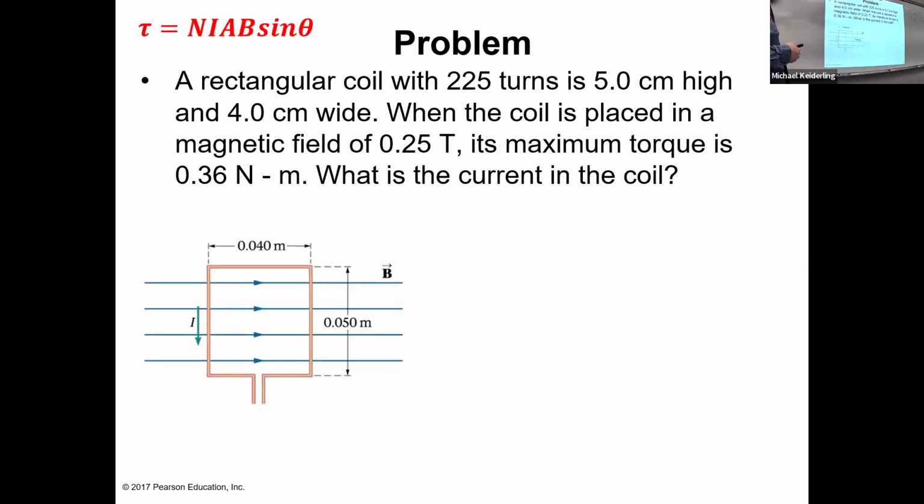So here we have a rectangular coil with 225 turns that is 5 centimeters high and 4 centimeters wide. When the coil is placed in a magnetic field of 0.25 Tesla, its maximum torque is just NIAB when the sine equals 1. It is 0.36 Newton meters. So what is the current in the coil?